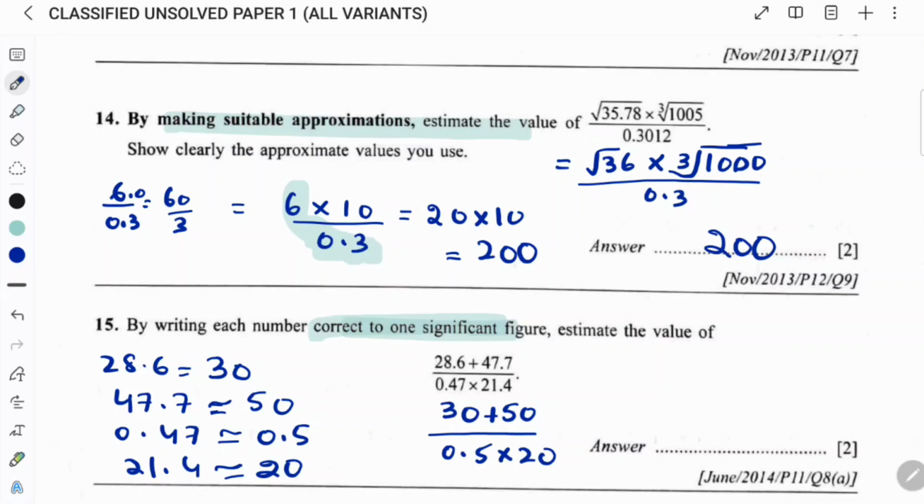So you know 0.5 times 20: 5 twos are 10, and then one more 0 for 20, and then you will have one decimal place, 10.0. So in the denominator you will have only 10, and 30 and 50 is becoming 80. 80 divided by 10 is only 8, so 8 is your answer.